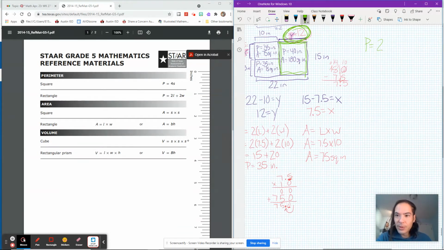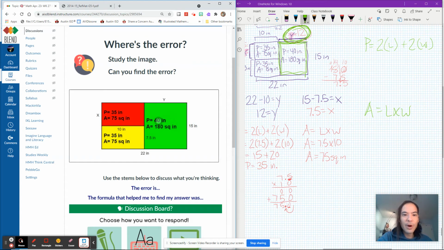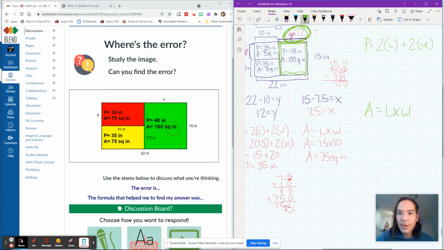Perimeter is equal to 2 side lengths plus 2 side widths, and area is equal to length times width. We're figuring it out for the green rectangle now. Our answer should be 40 inches for perimeter and 180 square inches for area if it's correct. Our width is 12 and our length is 15. Remember the dimensions we figured out: they gave us 15, and we had to figure out that y was 12, because 22 minus 10 equals 12.